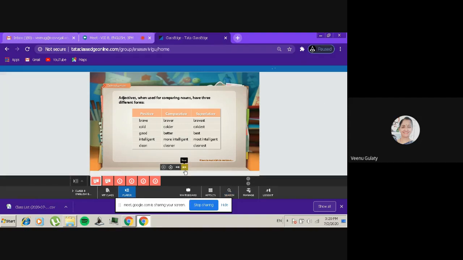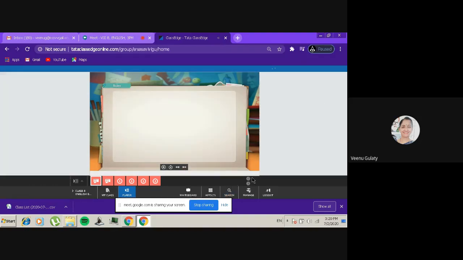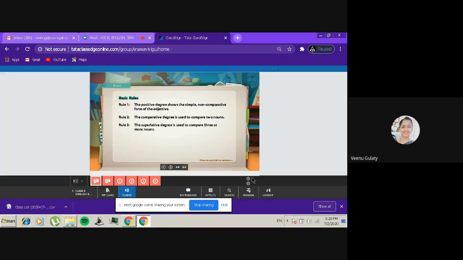Thank you, Pooja. How do we use the three degrees of comparison? Let's go through the rules to get a better idea. Now who is going to read this? Radhika or Nandini, are you there? Yes, ma'am. Start reading all the three rules.